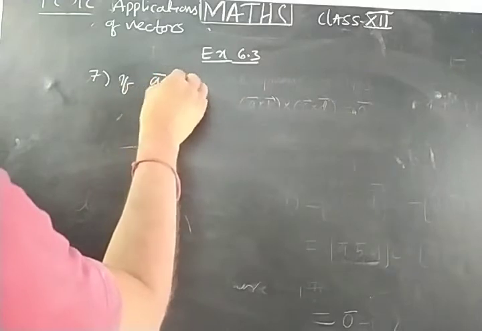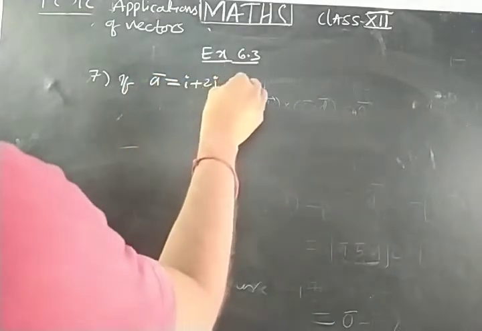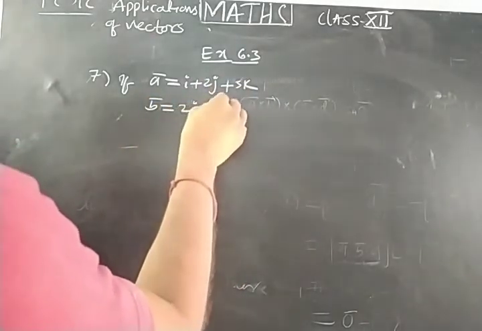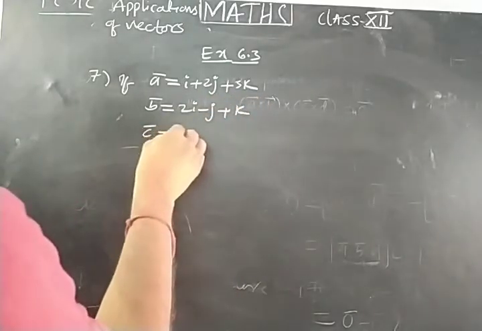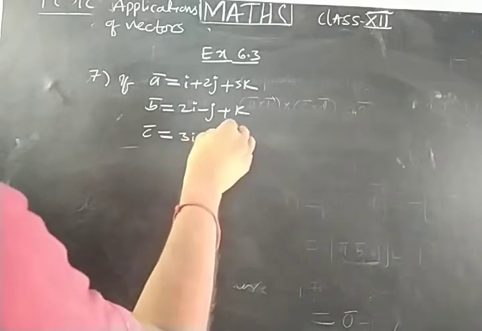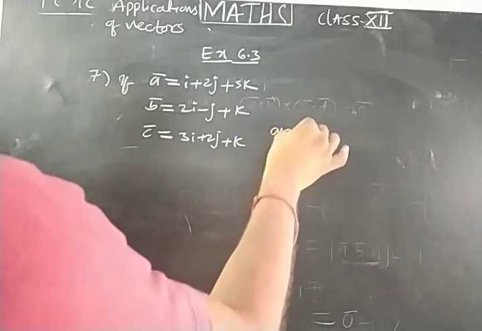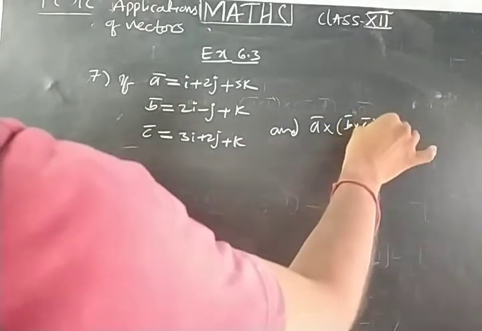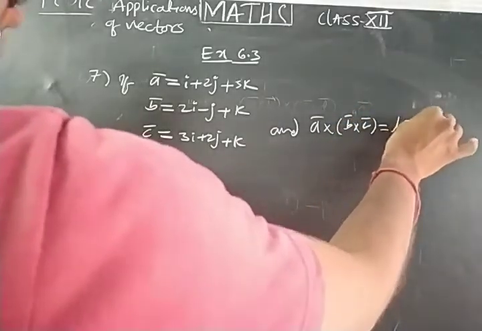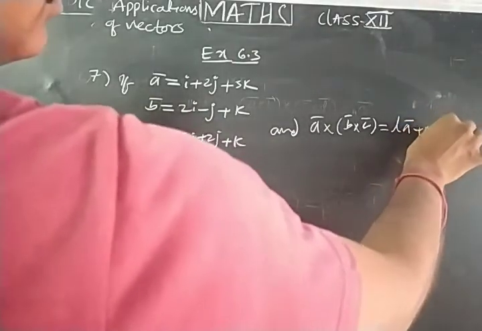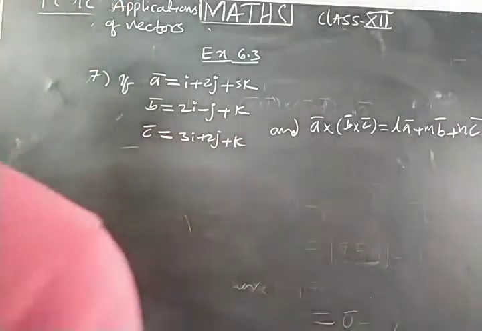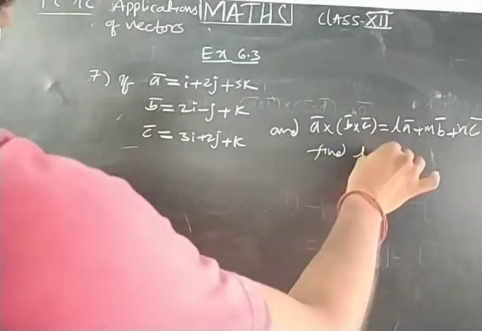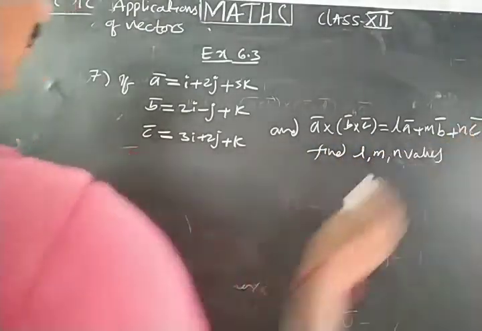If A bar is equal to i plus 2j plus 3k, B bar is 2i minus j plus k, C bar is 3i plus 2j plus k, and A bar cross B bar cross C bar is equal to L A bar plus M B bar plus N C bar, find the L, M, N values.